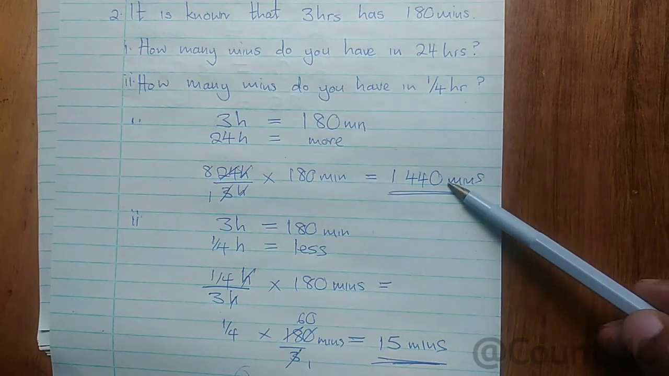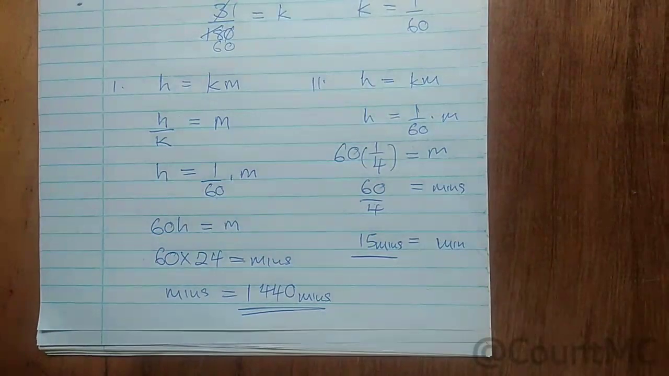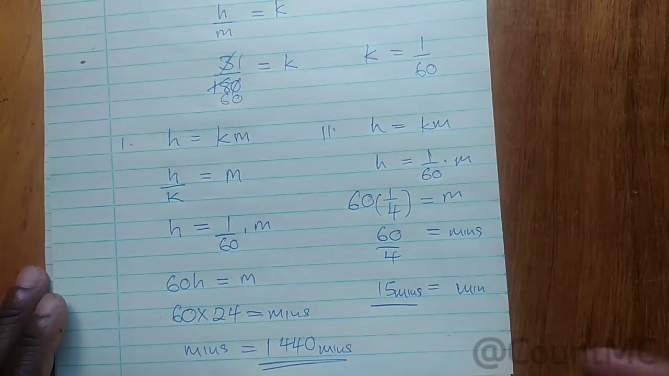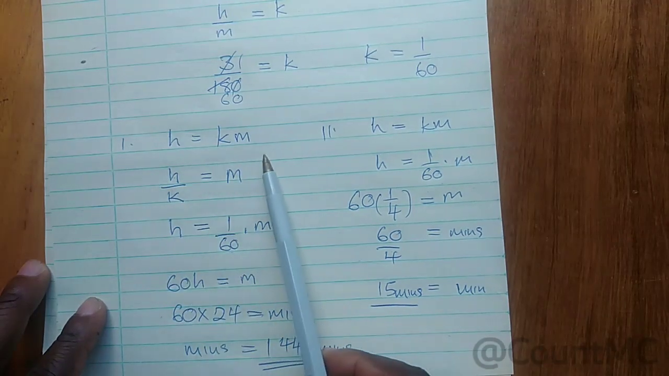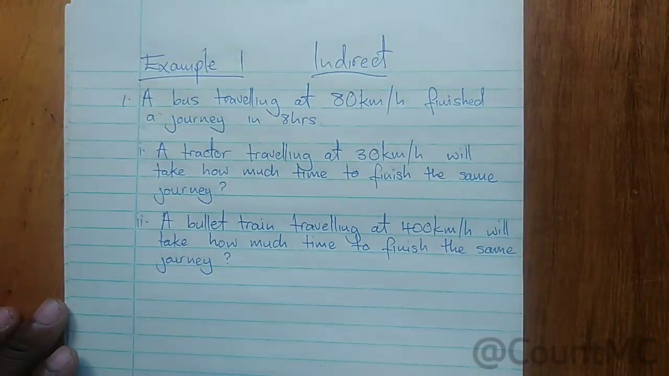So this is the same as what we did in the previous lesson. Now, the good part about this is that you can create a relationship or an equation, because they will sometimes ask you to create an equation. So let us do indirect proportions now.